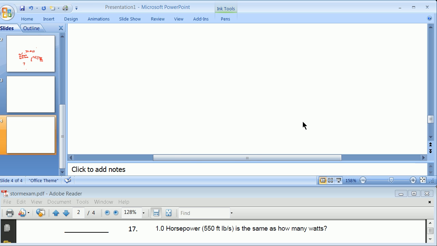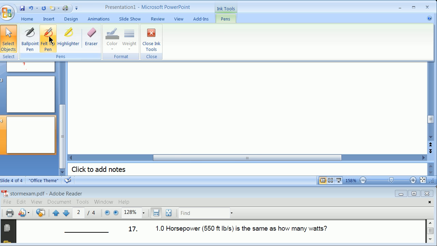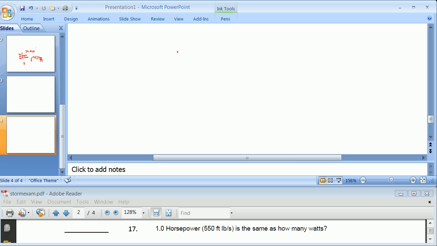So 1 horsepower, you should know, is 746 watts. And I think most of you have that one. That's one you have to know. It equals 1 horsepower, which is the same as 550 foot-pounds per second.